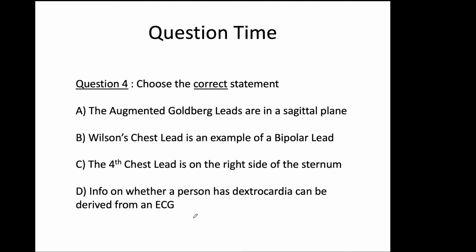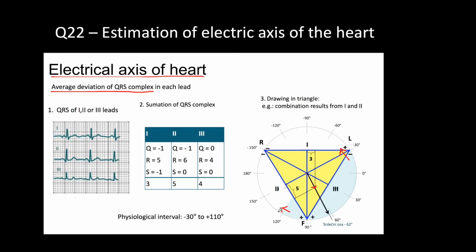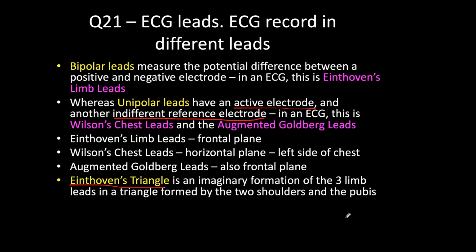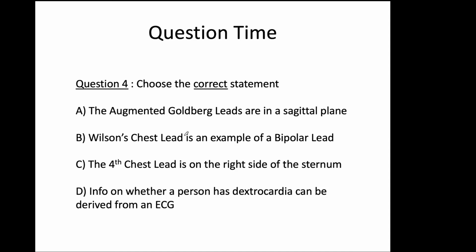All right, okay, so the answer for this one is D. This is the correct statement because an ECG can help you find out the position of the heart, as I mentioned in the previous slide, with right axis deviation and left axis deviation. An ECG is going to be very useful for finding the heart's position inside the chest. So dextrocardia, which is when a person has the heart on the right side of the chest, can be derived from an ECG. So this is the correct statement.